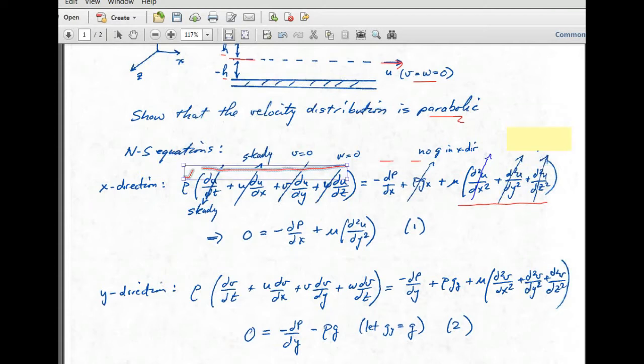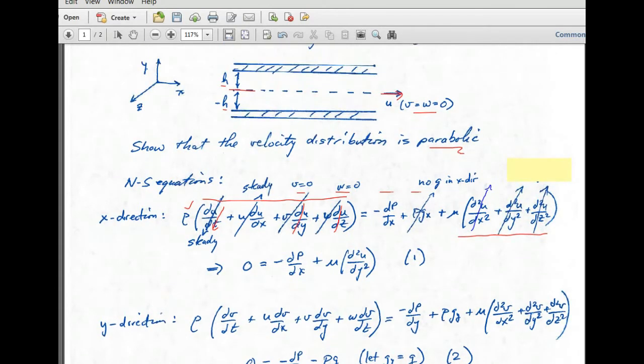The first one I've crossed out is because we have a steady flow situation, so du/dt, the local acceleration, is 0. Let's look at these two terms. v is equal to 0 and w is equal to 0, therefore these two terms are equal to 0. The last term on the left-hand side has to do with the steady flow assumption.